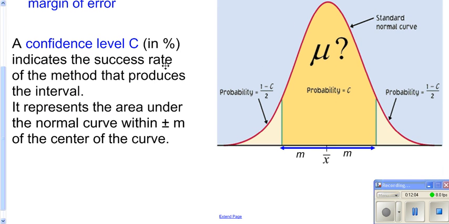Now, your confidence level is really the area underneath your standard normal curve between the 2 cutoffs here, where the distance from your center out to the cutoff is referred to as your margin of error. We know the area underneath the whole standard normal curve is 1. So the area in each tail ends up being 1 minus the center, but each tail only has half of it, so that's why it's divided by 2.